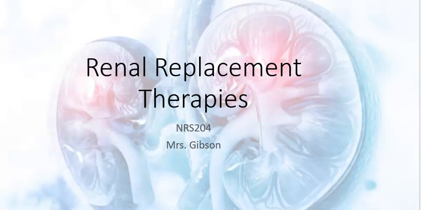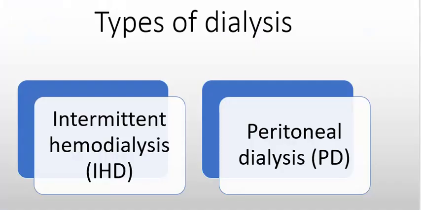Intermittent hemodialysis is the most common renal replacement therapy, or RRT. This helps remove excess fluid and waste products. It restores acid-base balance, as well as restores electrolyte balance by shunting the patient's blood from the body through a dialyzer and back into the circulation. So there's two different ones, intermittent as well as peritoneal.